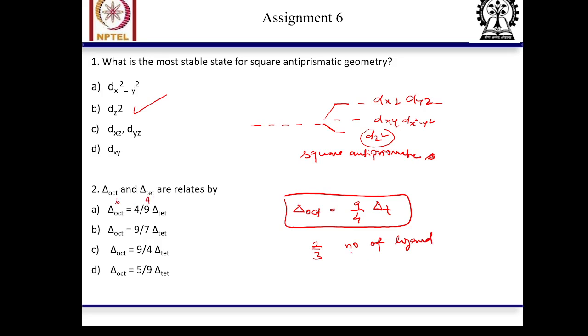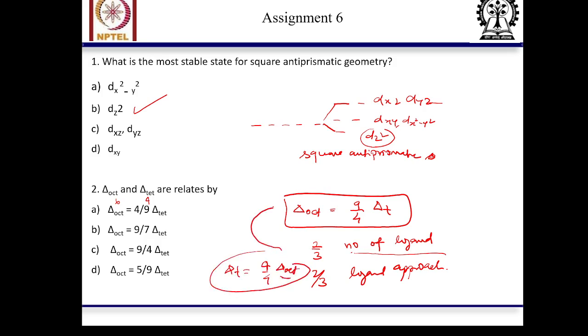So 4 by 6 is 2 by 3, which is coming from the number of ligands, and another 2 by 3 is coming from how the ligand is approaching. In octahedral, the ligands approach along the axis. In tetrahedral, the ligands approach in between the axes, through an angle. So delta tetrahedral is 4 by 9 of delta octahedral, but if you write delta octahedral, it reverses. So option C is correct.